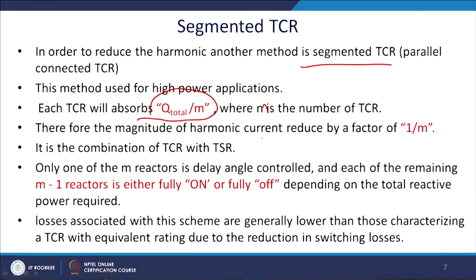So, therefore, the magnitude of the harmonics will be reduced by a factor of 1 by M for the non-functional one, and it is a combination of both, that is TCR and TSR. Only one of the M reactors has delay angle control, and the remaining M minus 1 reactors only have on and off control. So, this control is very easy.